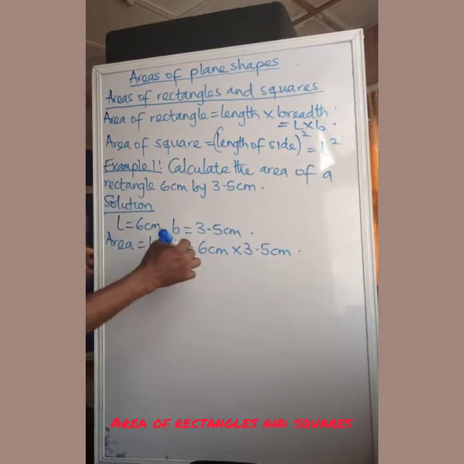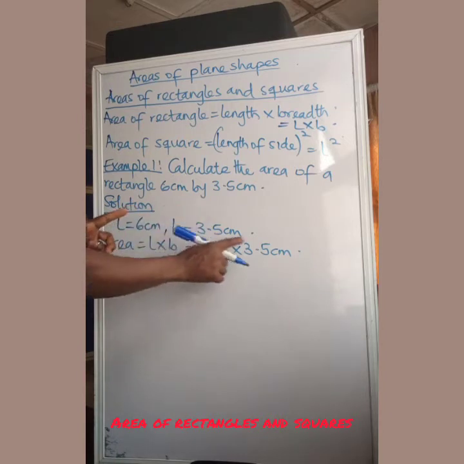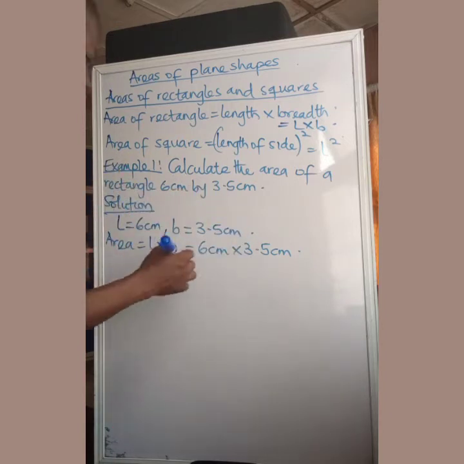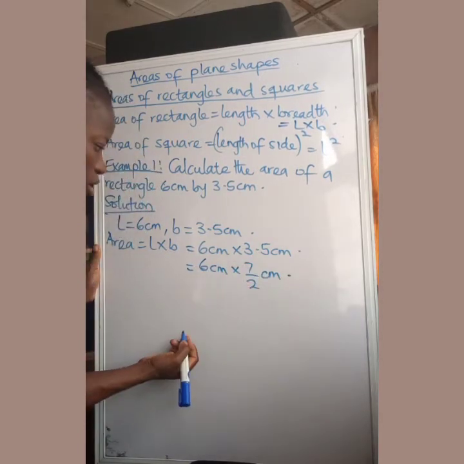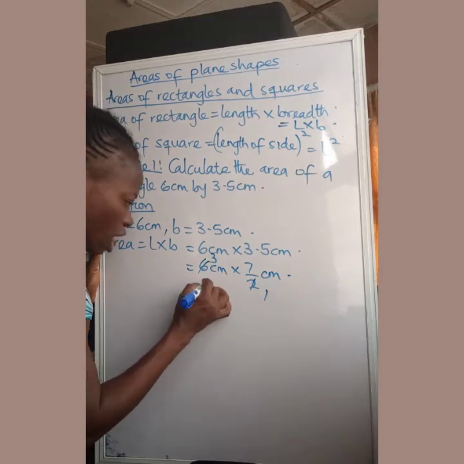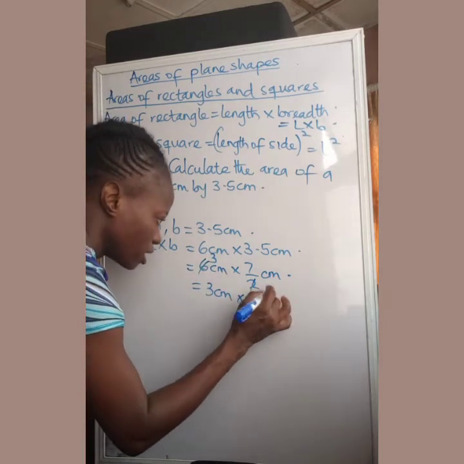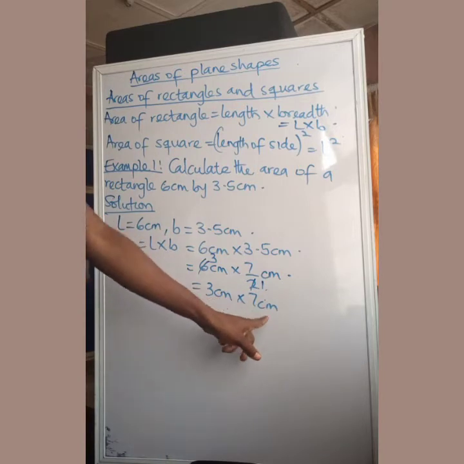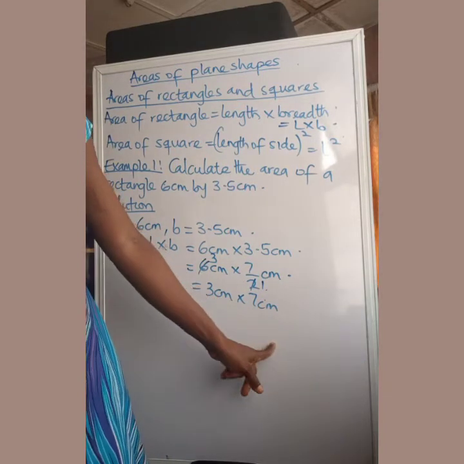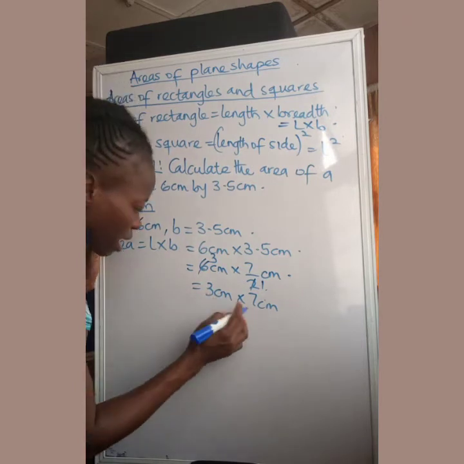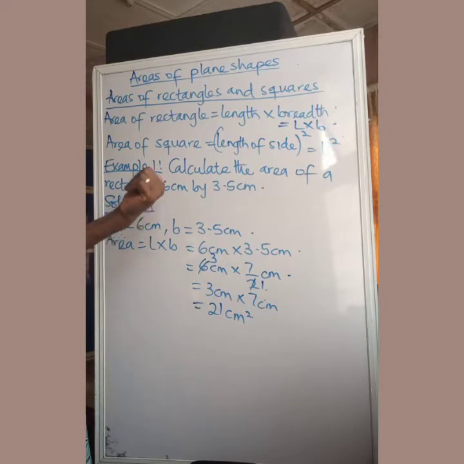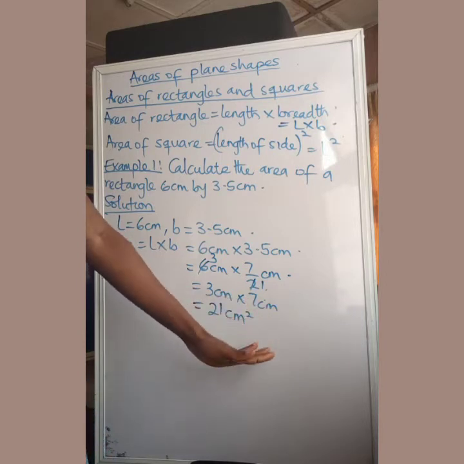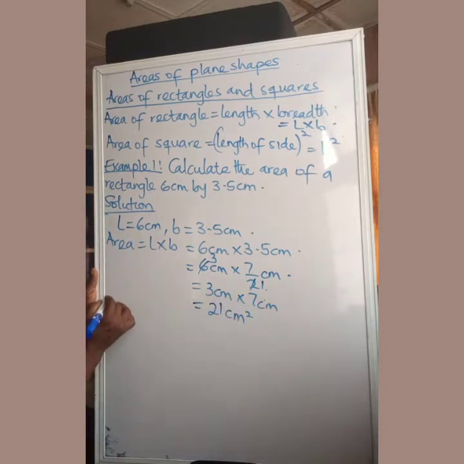Now it's so easy if you are not having a calculator. 3.5 is the same thing as 7 divided by 2. So you just say 6 centimeter multiplied by 7 over 2 centimeter. 2 here 1, 2 here 3. So that will be 3 centimeter times 7 centimeter. Centimeter times centimeter will give you centimeter square. 3 times 7 is 21. So 21 centimeter square. If you notice, for perimeter, the unit is centimeter, but for area, the unit is centimeter squared. So that's that. We'll be moving to example 2.